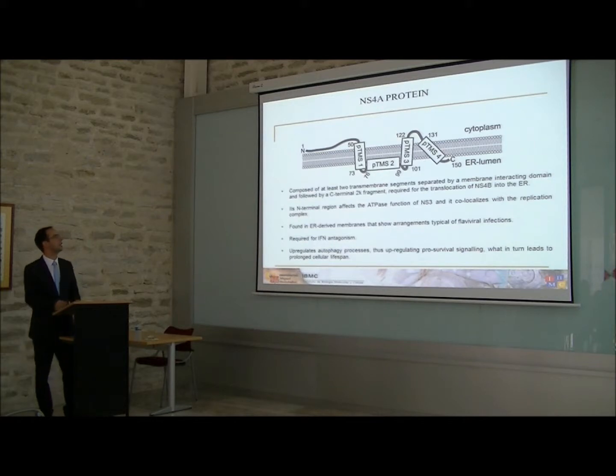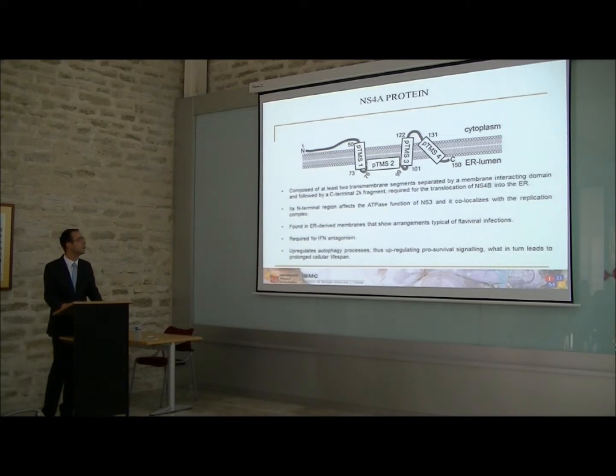This one, NS4A, is composed of at least 2 transmembrane segments, separated by a membrane interacting domain, and followed by a C-terminal 2K fragment. This fragment is required for the translocation of the following protein, NS4B, into the endoplasmic reticulum. As for functions, the N-terminal region of this protein affects the ATPase function of NS3.